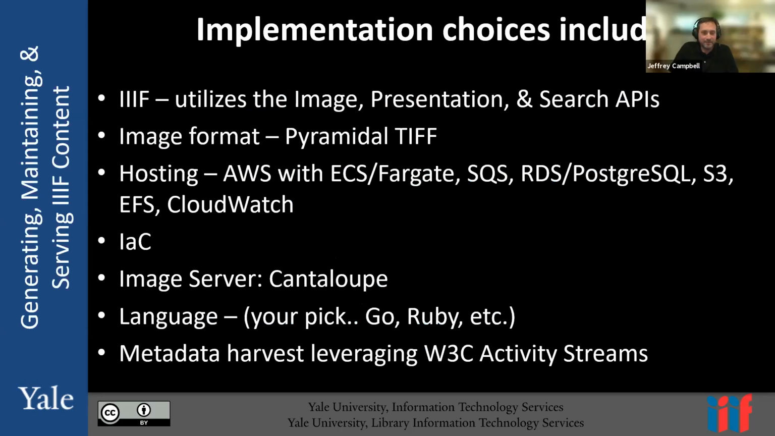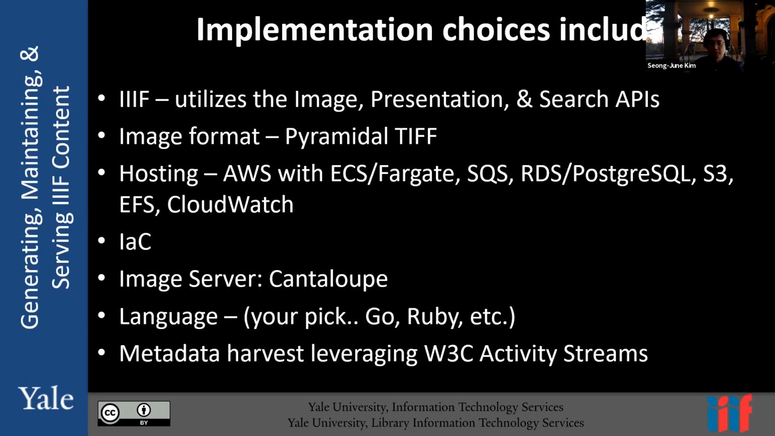Yeah, so implementation choices for both groups. The museum on the one hand and the library on the other are currently two distinct systems mostly, but they share a very similar set of technical choices. So first of all, IIIF obviously utilizes the image presentation and search APIs. And for the image format for the IIIF image servers, we take pyramidal TIFF as the source images.